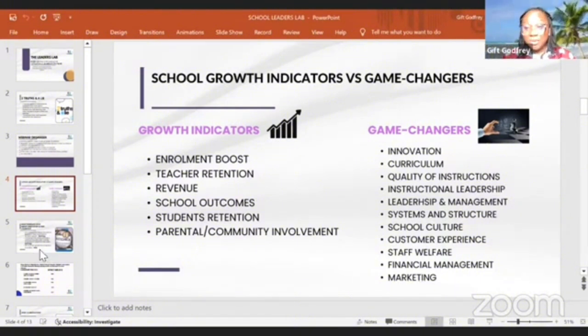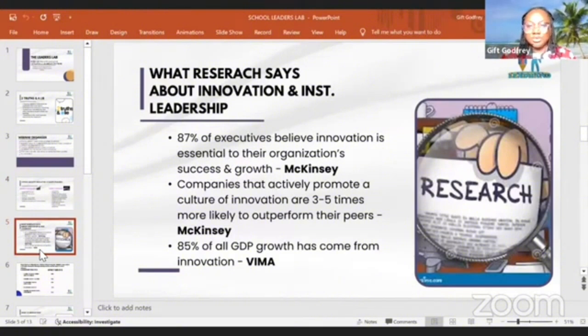Please take notes. Time may not permit me to go through some of them. Let's focus on what we have today. I am big on research, and you should be. If you're an instructional leader, if you are a progressive leader, I want you to be big on data and research. There's no way we can dissect instructional leadership without asking, what does research say? What is data saying? So let's see what research says. Research says that 87%, oh my God, look at the number. 87% of executives believe innovation is essential to their organization's success and growth.